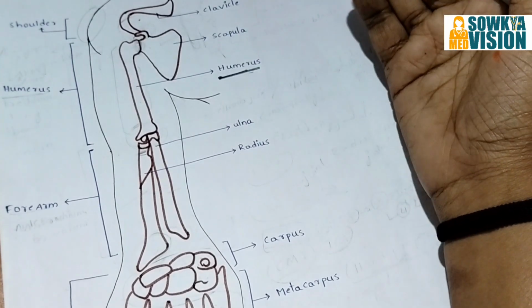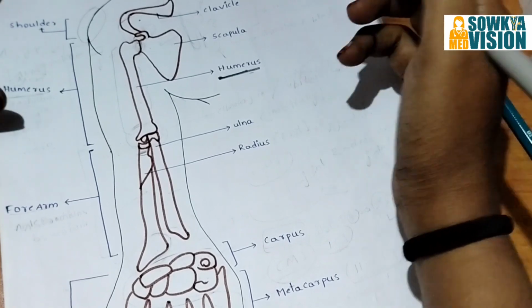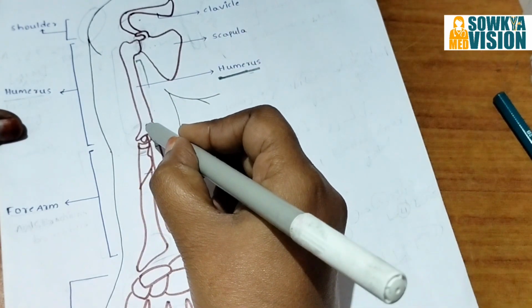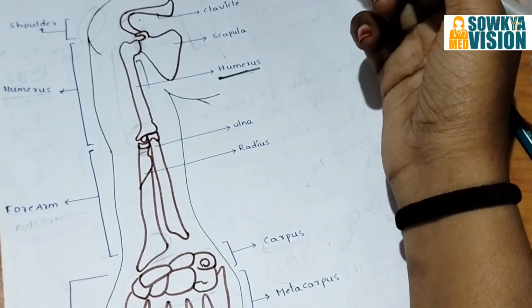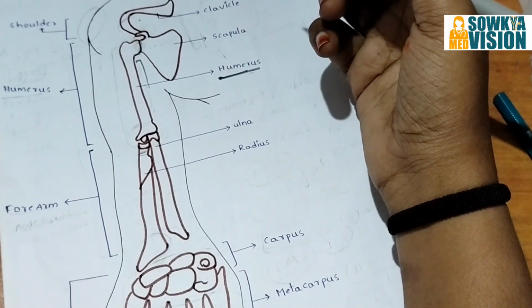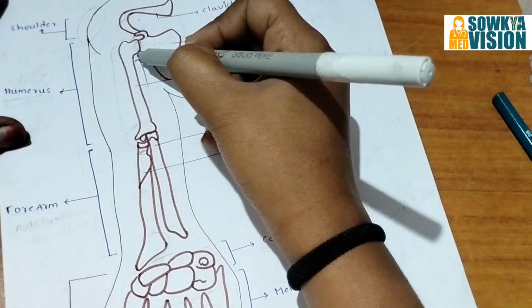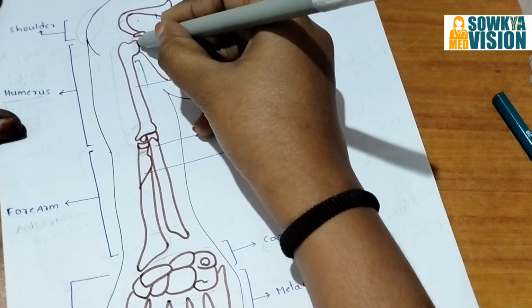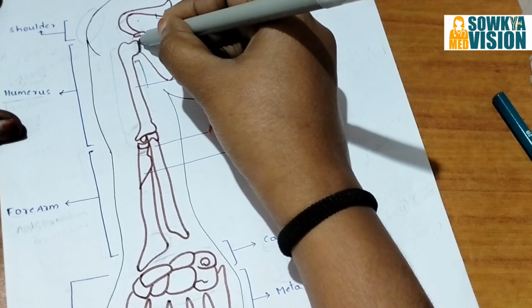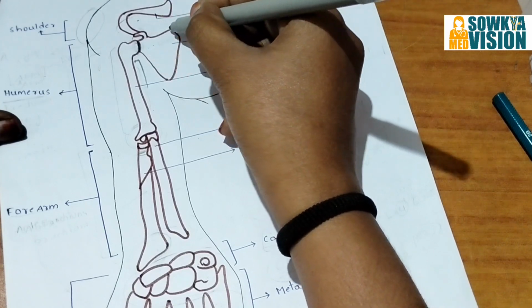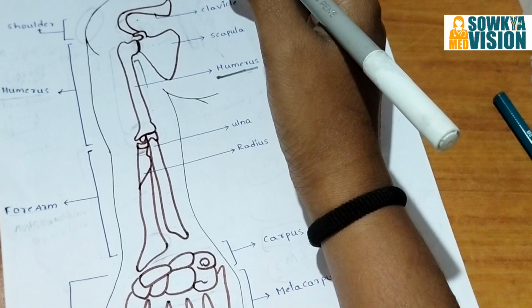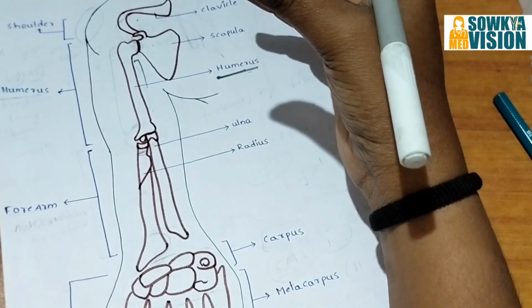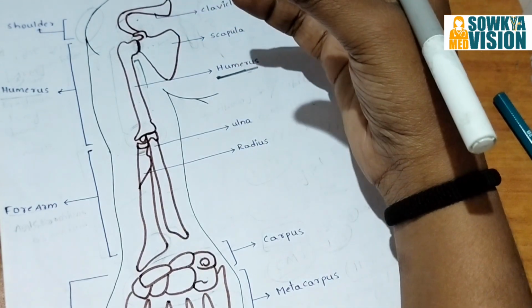As it is a long bone, it should contain three parts, right? The upper end, the shaft and the lower end. The upper end of the humerus articulates with the glenoid cavity. This is the glenoid cavity of the scapula, this triangular bone. The upper end of the humerus contains the head. The head of the humerus articulates with the glenoid cavity of the scapula, forming the shoulder joint.